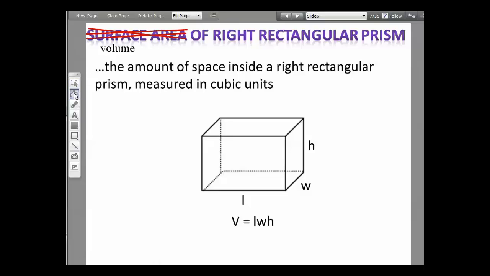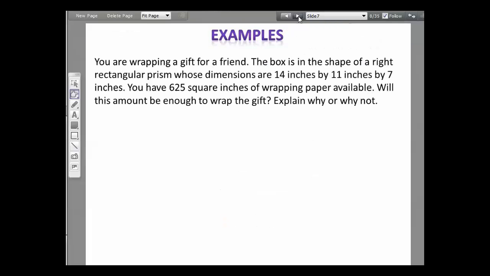Your volume is going to be the amount of space inside a right rectangular prism measured in cubic units. Okay, and here's your formula that you're going to use. Volume equals length times width times height. And the best way to learn surface area and volume is just to practice. So that's what we're going to do.